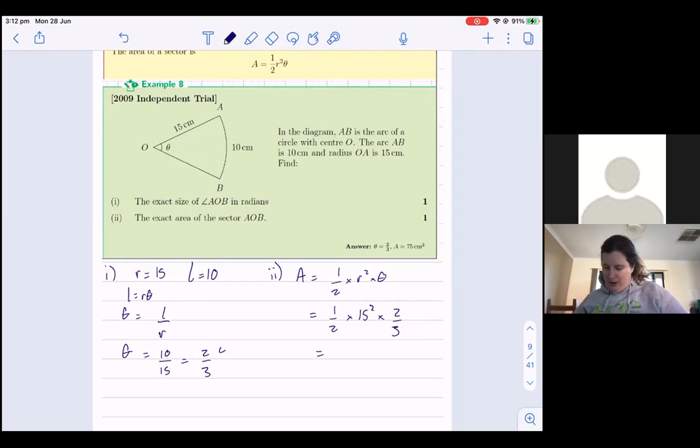Yeah, I shouldn't have tried to do that in my head. Half times 15 squared times 2/3. It does come out as 75. The problem was me.